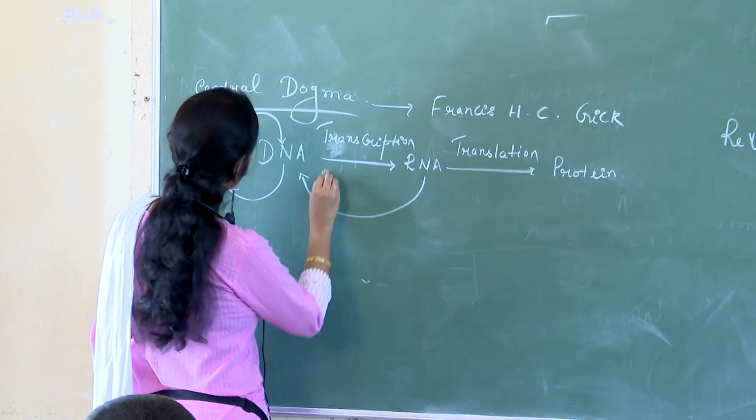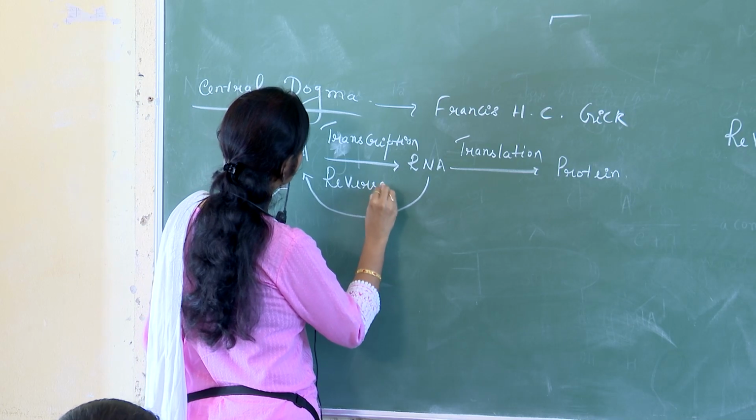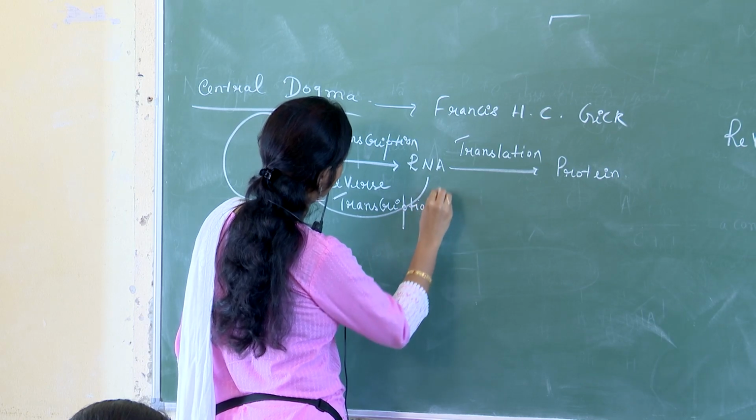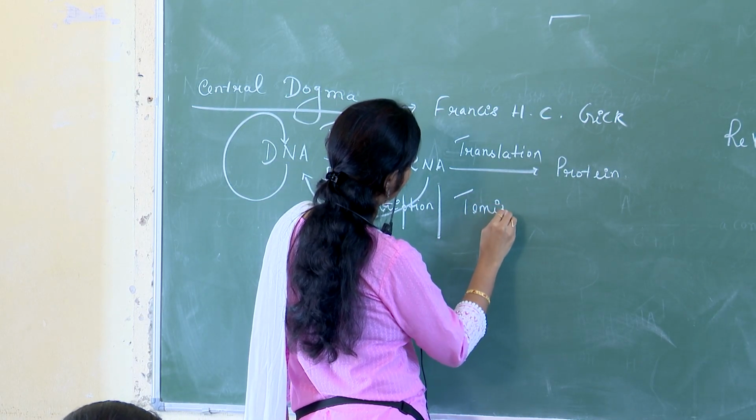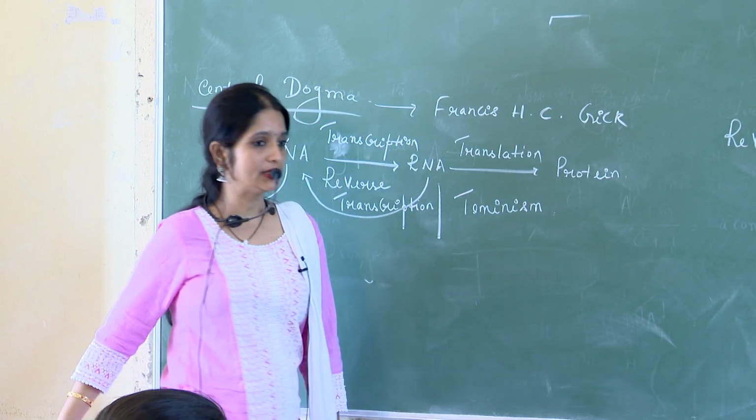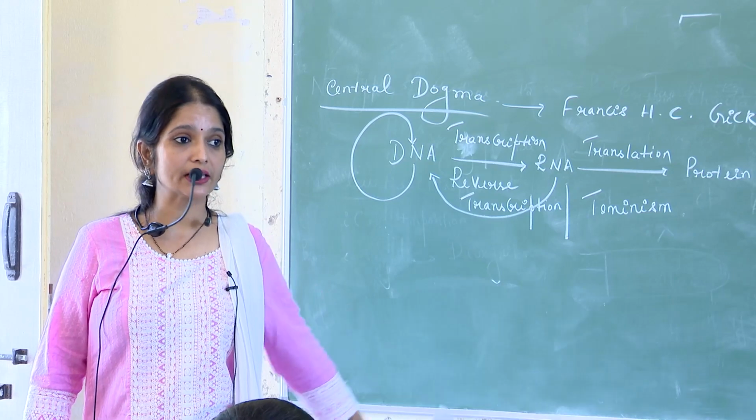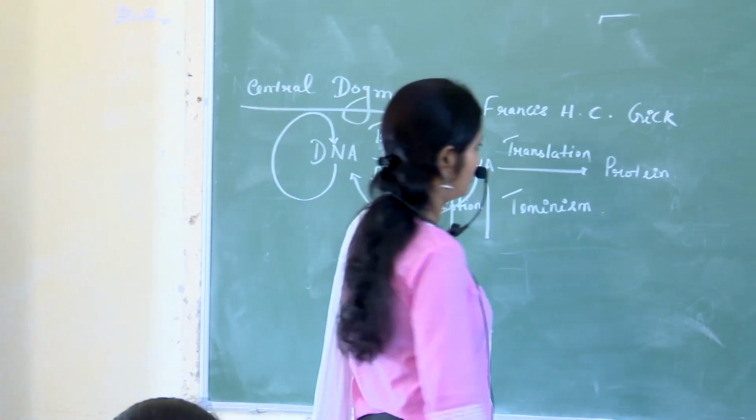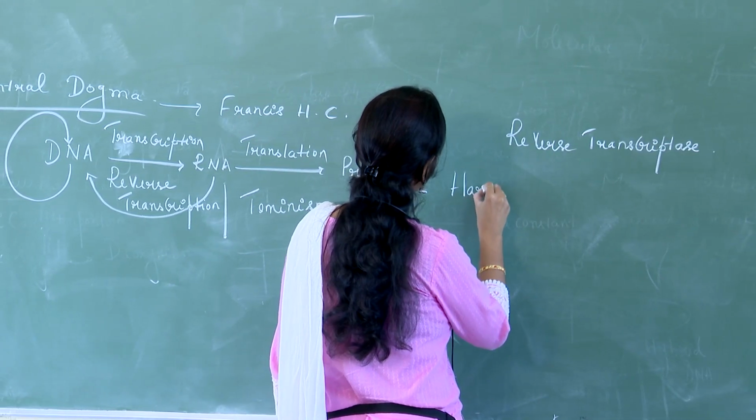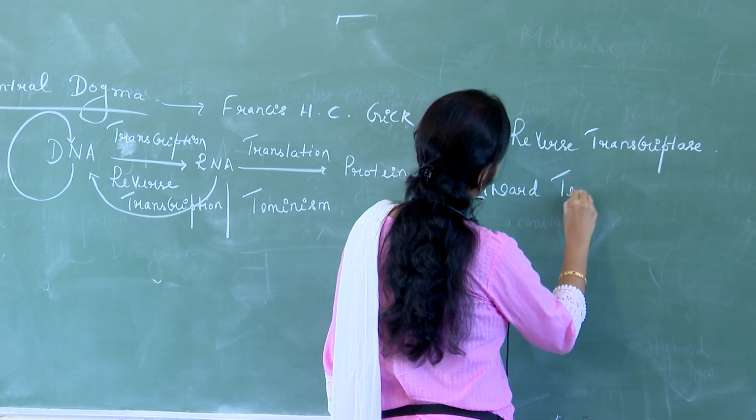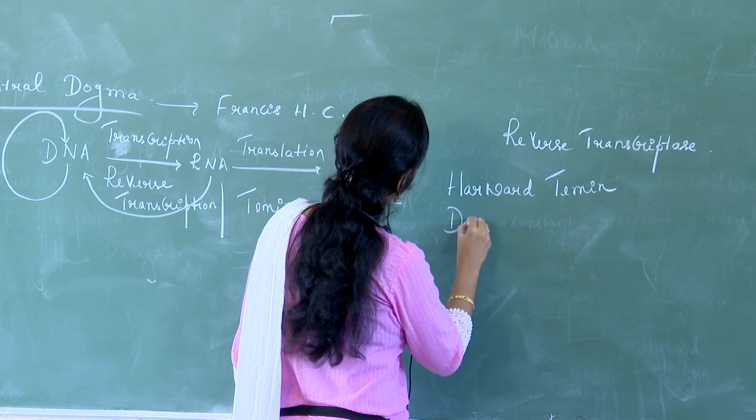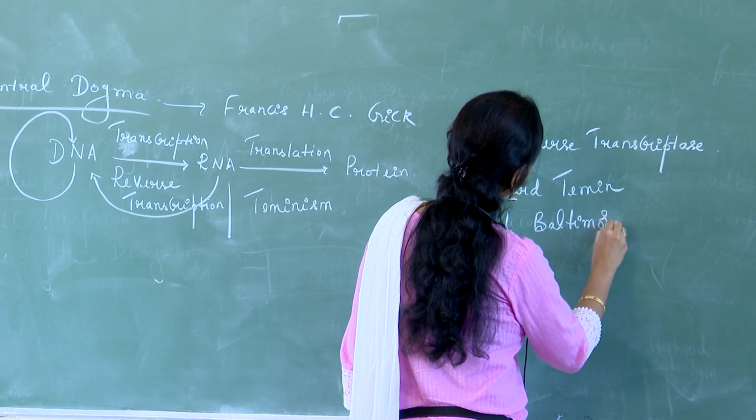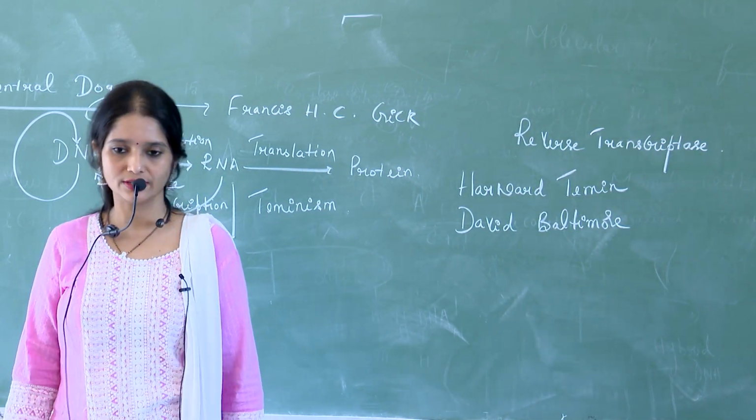So this process is called reverse transcription or Teminism. This was discovered by scientists Howard Temin and David Baltimore. So the one who discovered Teminism were Howard Temin and David Baltimore. That is why it is known as Teminism, right?